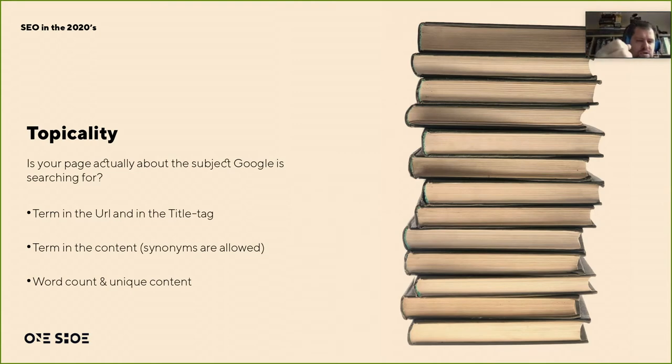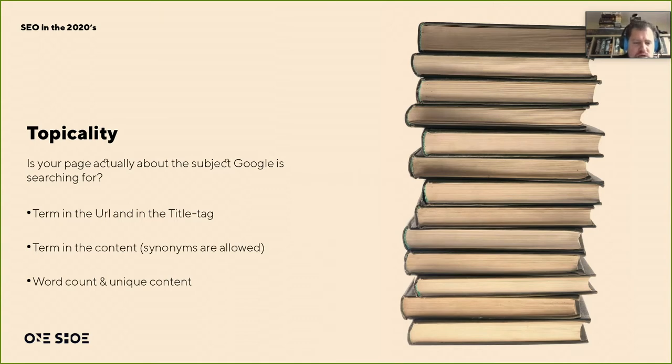So how do you make sure that Google really knows that what is searched is really also on the page? Well, mainly you need to have your term in the URL. So I have a clean URL, so not node/node ID, but a proper clean URL. And also make sure that it is mentioned in the title tag. And then it should be mentioned at least a couple of times in your content itself. Otherwise, why talk about it?